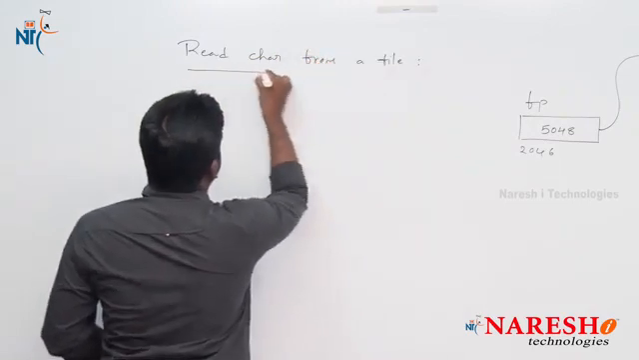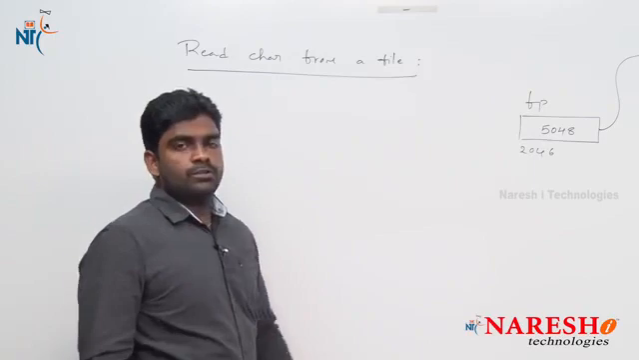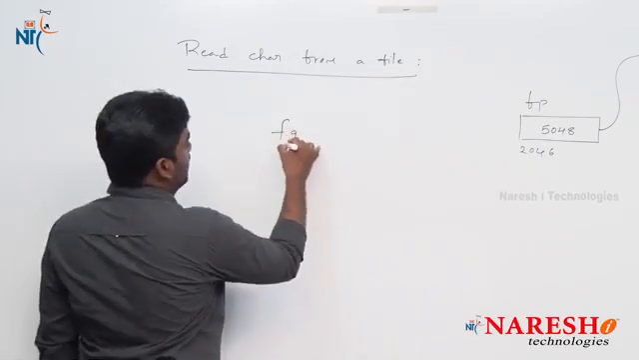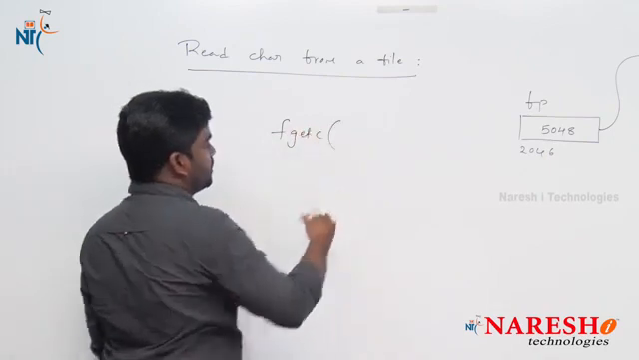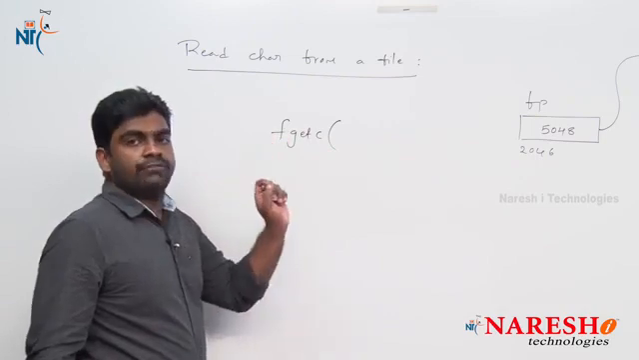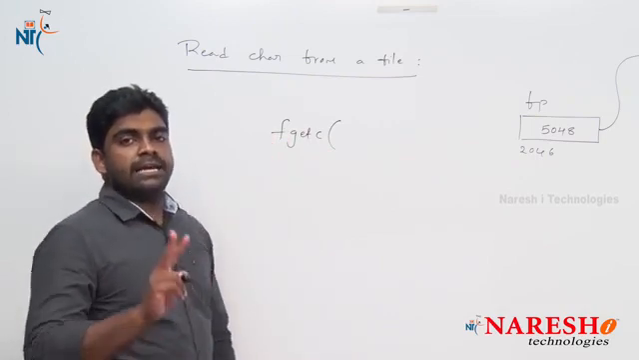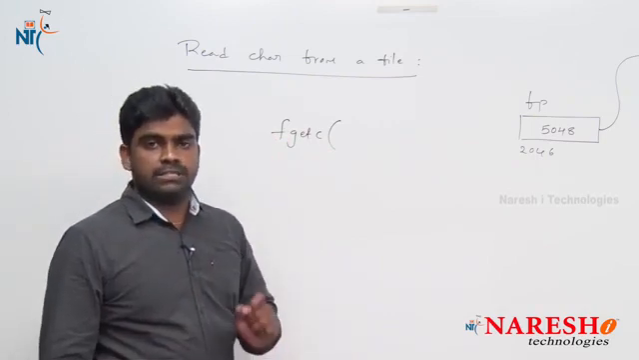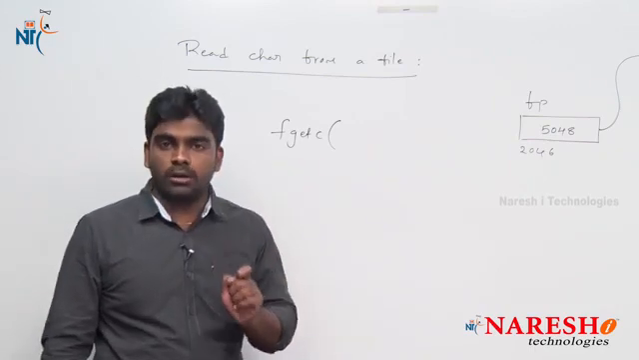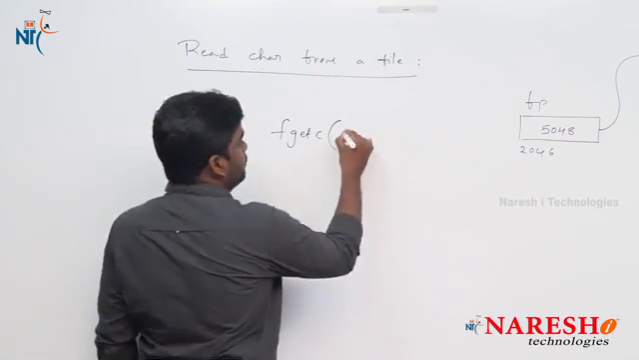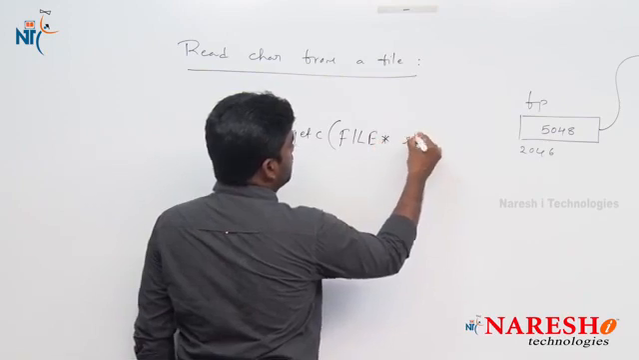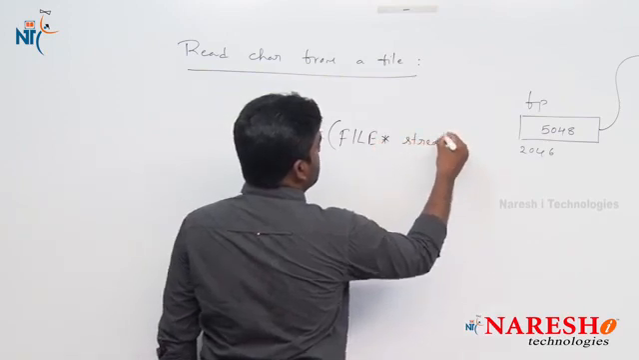Sir, how to read a character from a file? So one method they have given. What is the method? The fgetc method, getting a character from the file. It is taking two arguments. Sorry, it is taking only one argument. What is that argument? The file stream. From which file you want to read, the file pointer you should pass as an argument.